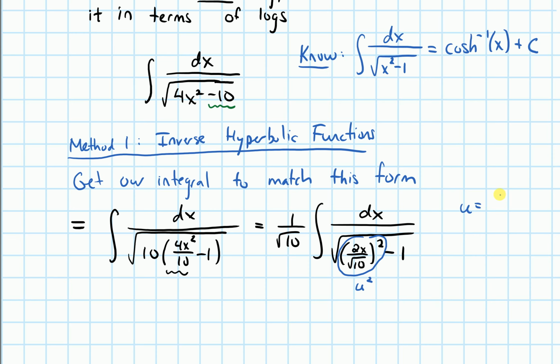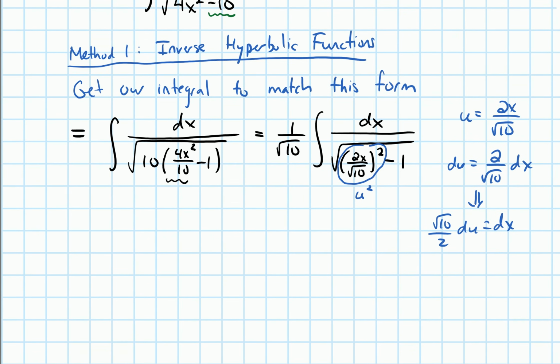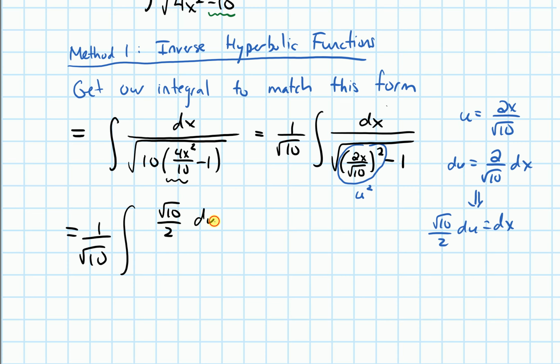Let's do u substitution and let u equal 2x over root 10. Then du would be 2 over root 10 dx. And if I isolate for the dx, we get root 10 over 2 du equals dx. All right, so let's plug this into our integral. What do we have? We have 1 over root 10 in front, integral, the dx in the numerator becomes root 10 over 2 du, and in the denominator, we have square root of u squared minus 1.